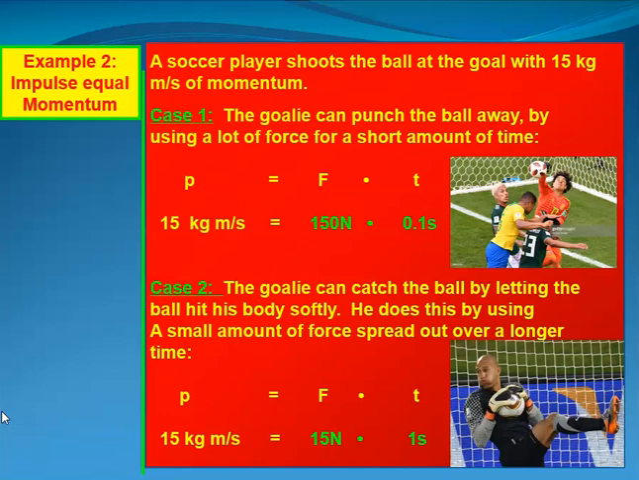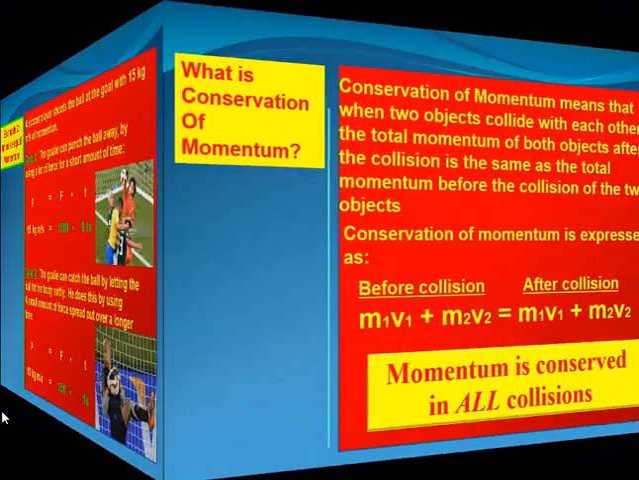Or in case number two, the goalie can catch the ball by letting the ball hit his body softly. He does this by using a small amount of force spread out over a longer time. So the force is only 15 newtons in the second case, and it's spread out, instead of in just 1/10 of a second, it's spread out over an entire second. And that's how you catch a ball. You let your hands or your body give on the ball as the ball hits it. That spreads the force out over time, and that's how you can catch a ball, as opposed to letting it bounce off your hands or punching it away.